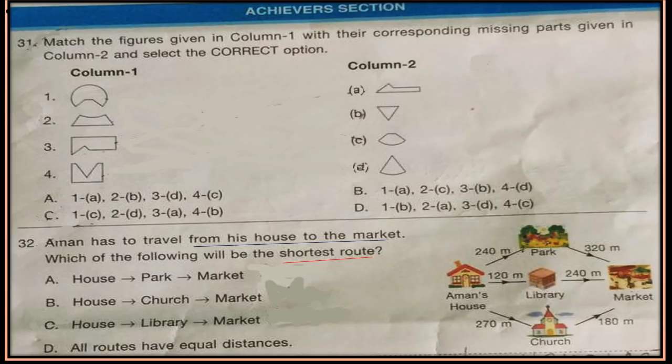Question 31. Match the figures given in column 1 with their corresponding missing parts given in column 2 and select the correct options. Now some figures are given in column 1 and their missing parts are given in column 2. You have to choose the correct missing part of the figures given in column 1.